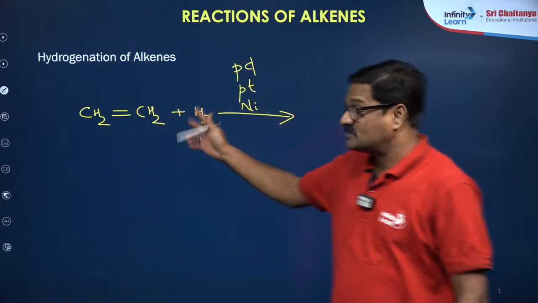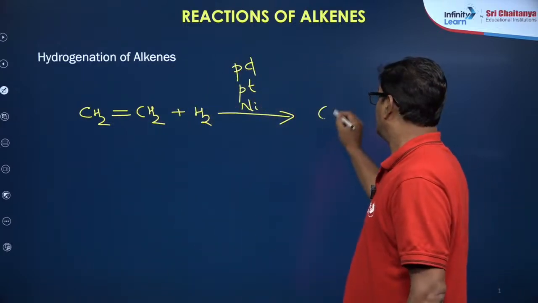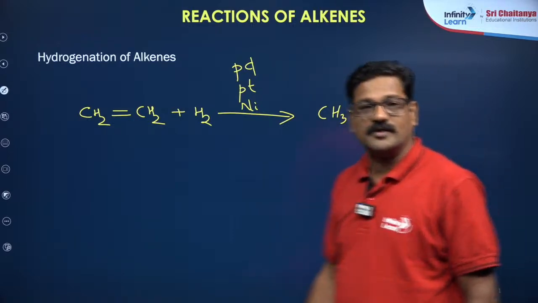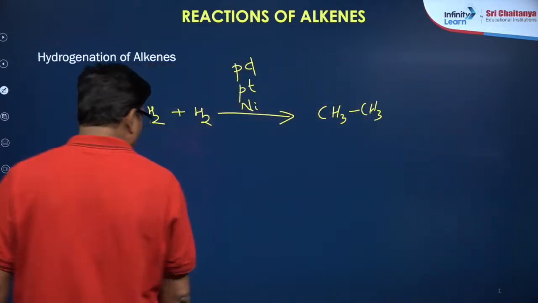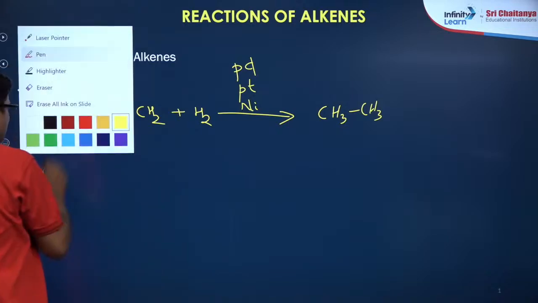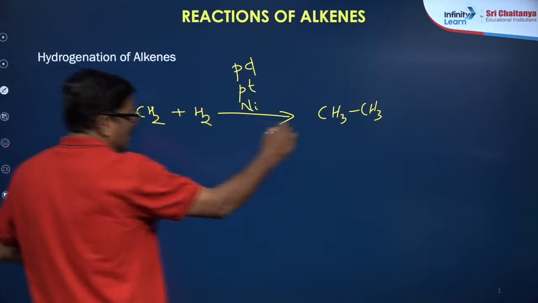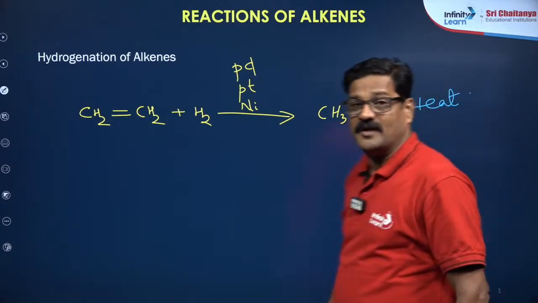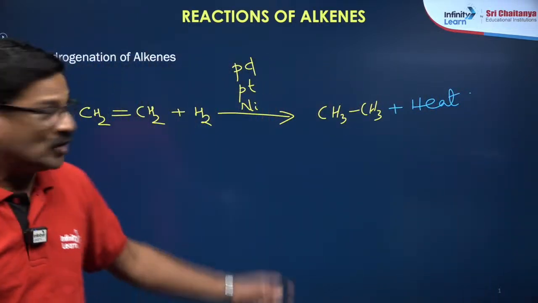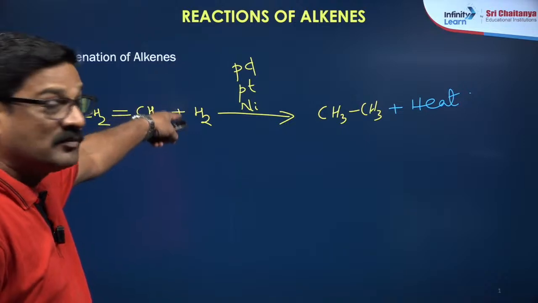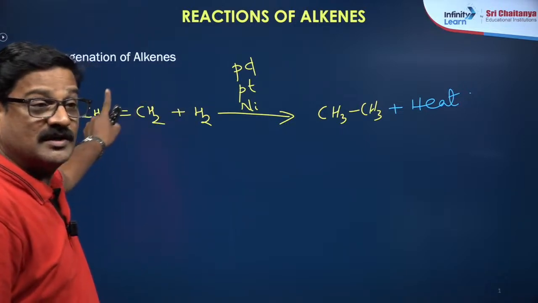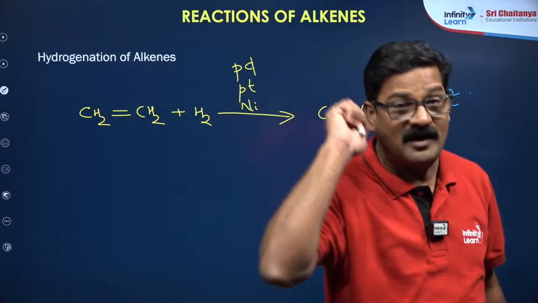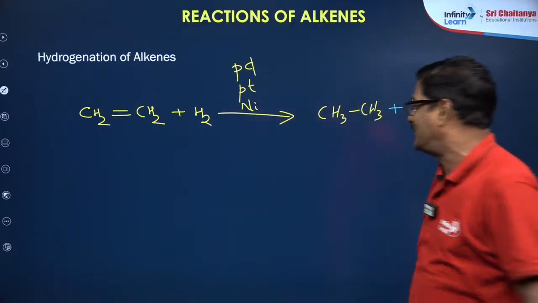So that hydrogen is being added here, so that CH3 and CH3. So this is what you call hydrogenation. And one thing, this is an exothermic reaction, and we discussed it when we were studying hyperconjugation. So the heat released when 1 mole of hydrogen is added to an alkene is called heat of hydrogenation. Remember?